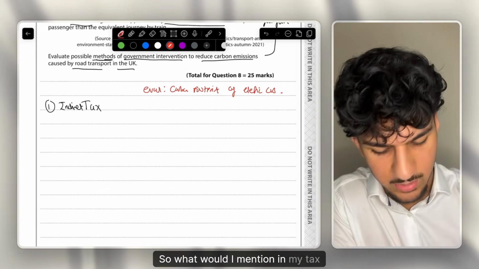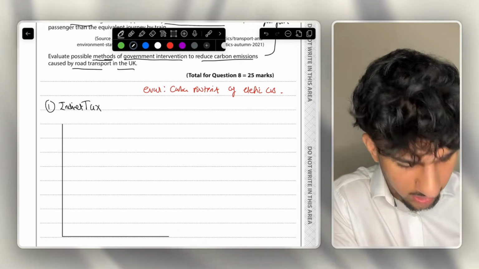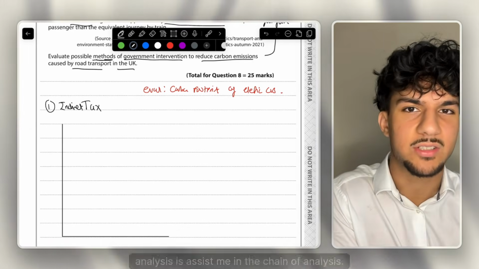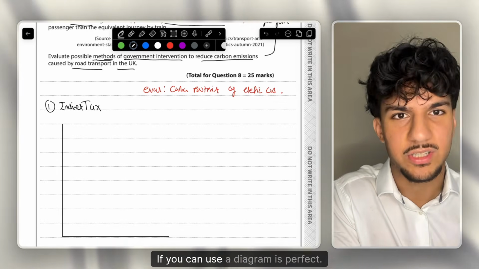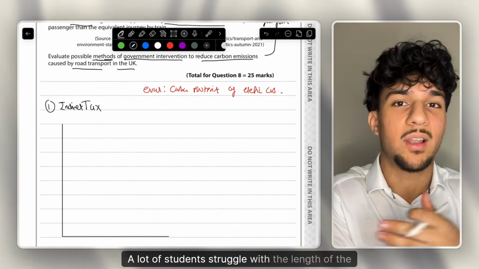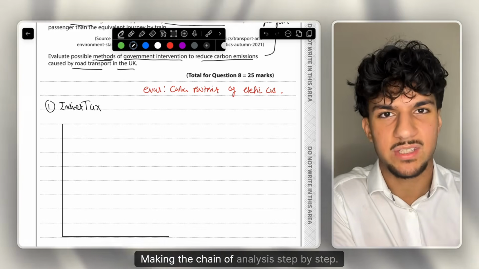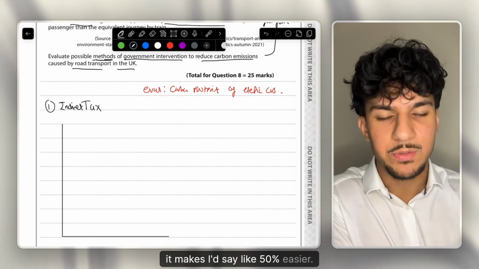So what would I mention in my tax paragraph? The first thing, and the main thing that's going to drive my chain of analysis, assist me in the chain of analysis, and this is how you need to think of diagrams. If you can use a diagram, it is perfect. Why? Because it just helps you. A lot of students struggle with the length of the chain of analysis, making it step by step. But if you can include a diagram, it makes it, I'd say, like 50% easier.